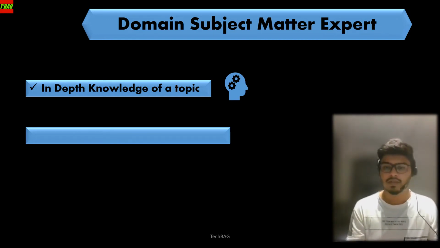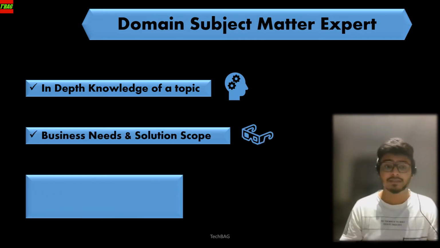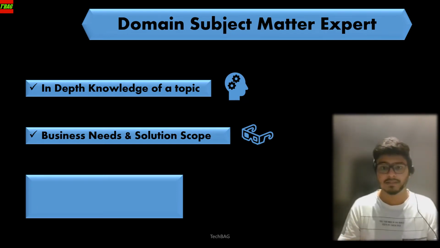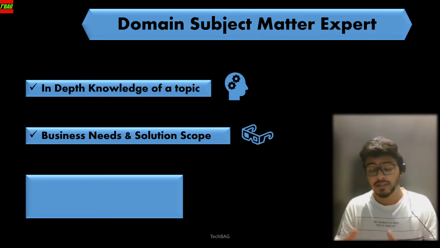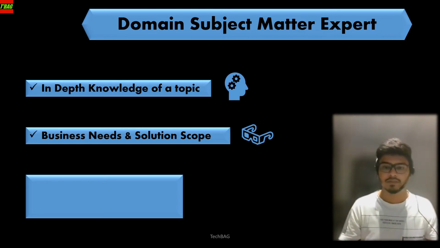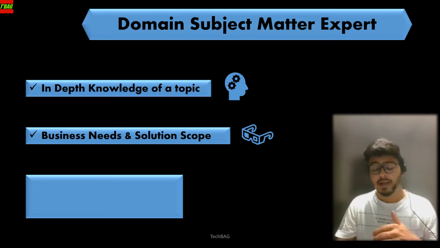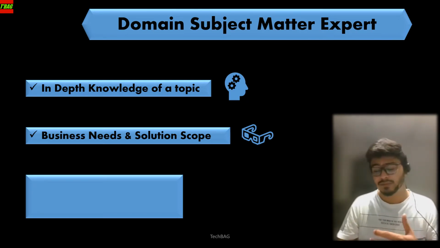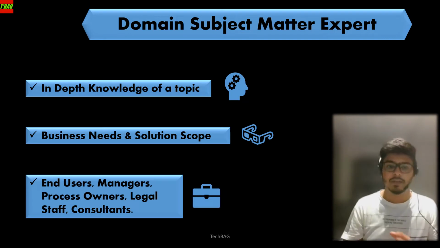the domain knowledge, and basically that knowledge is used as a business need or for evaluation of solution or solution scope. So basically that knowledge is utilized and captured, and you would have that particular knowledge when you are looking for a particular business need or solution scope. The kinds of SMEs are end users, managers, process owners, legal staff, and consultants.